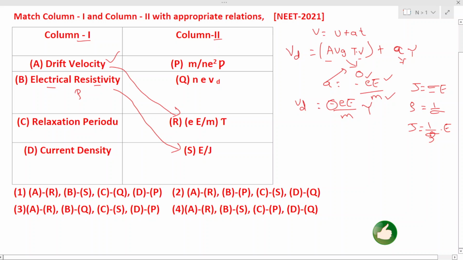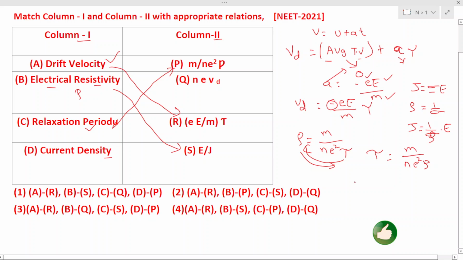Now let us see relaxation period. We know the formula for resistivity as rho is equal to m by n e square tau, where tau is the relaxation period. Now if I interchange these two, tau is equal to m by n e square rho. So the formula for relaxation period is m by n e square rho.